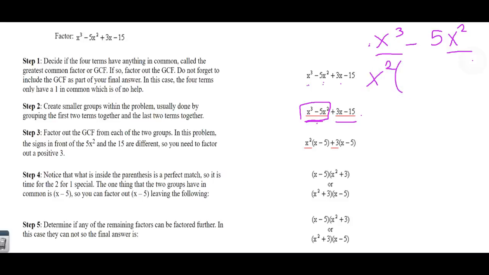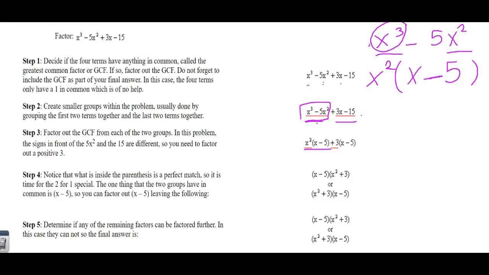Now, I took the x squared out. So who's left here? Just a simple x. The sign stays the same. And then here, I took the x squared out, so 5 is left by itself. That's easy. Okay. So I wrote it down, x squared times x minus 5 in the parentheses.